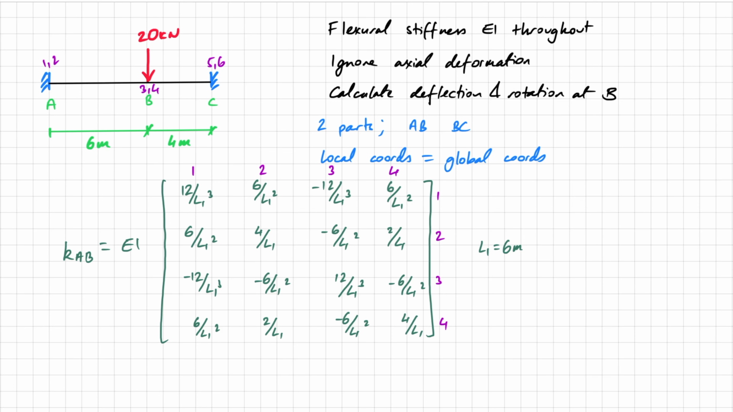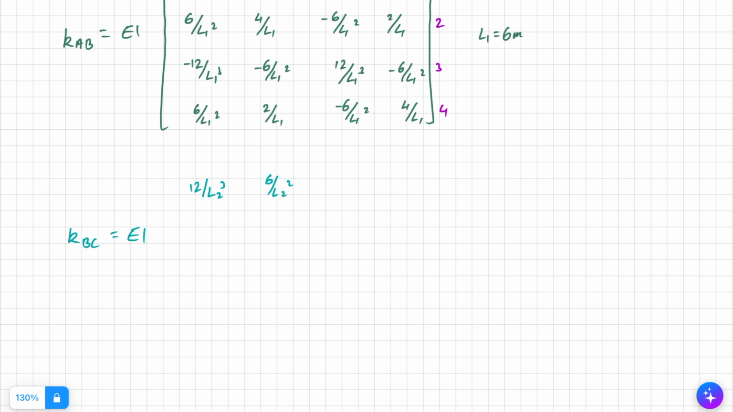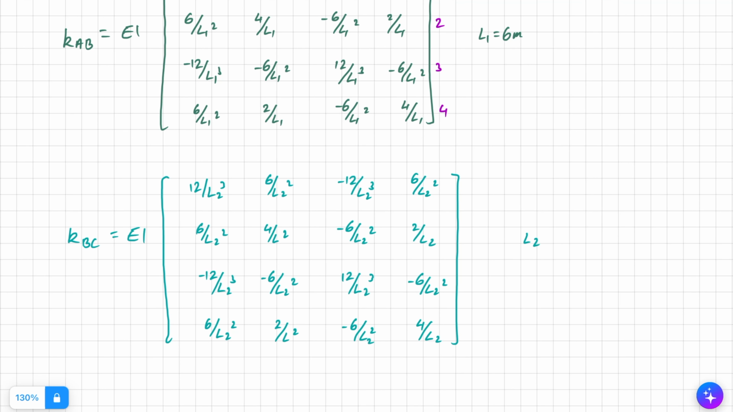Now that we have KAB, or the stiffness matrix for the first beam, we're going to do exactly the same for the second beam. So KBC equals EI once again, and I'm just going to write out all of the members of this second stiffness matrix in much the same way. And in this case, L2 equals 4 meters. And once again, I am just going to write down the degrees of freedom.